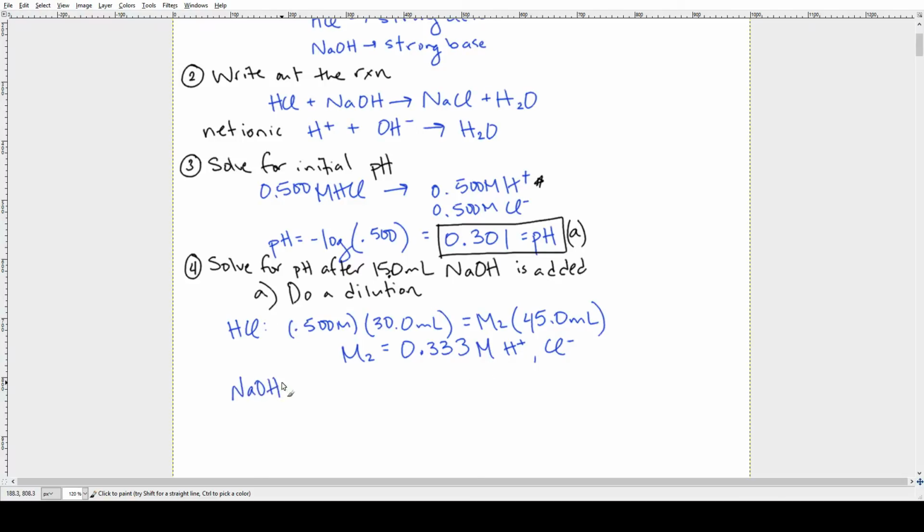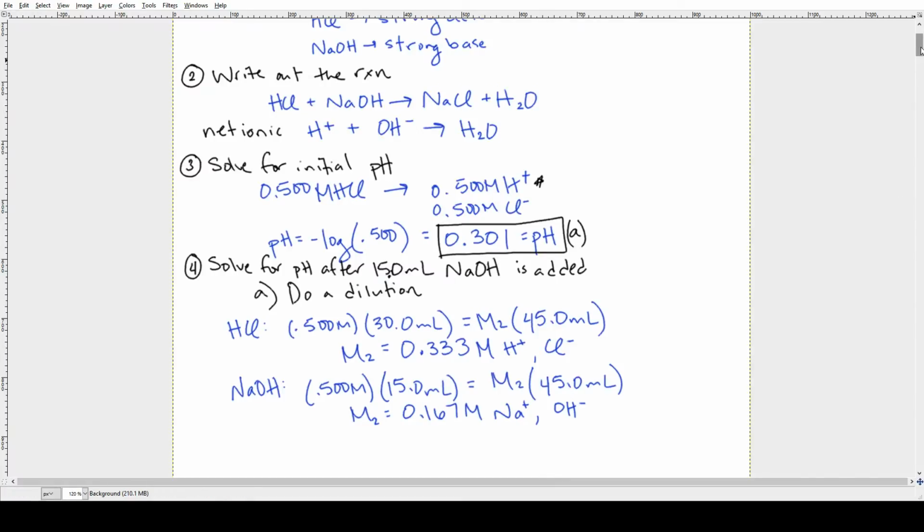So our sodium hydroxide, let's do the same thing. That one also started off at 0.500 molarity, but that one we had an initial volume of only 15 milliliters. We want to know our M2, and it had the same final volume. So for NaOH, the M2 is equal to 0.167, which tells us the concentration of its ions, because sodium hydroxide completely dissociates as well. So we know we have that concentration of Na plus and OH minus.